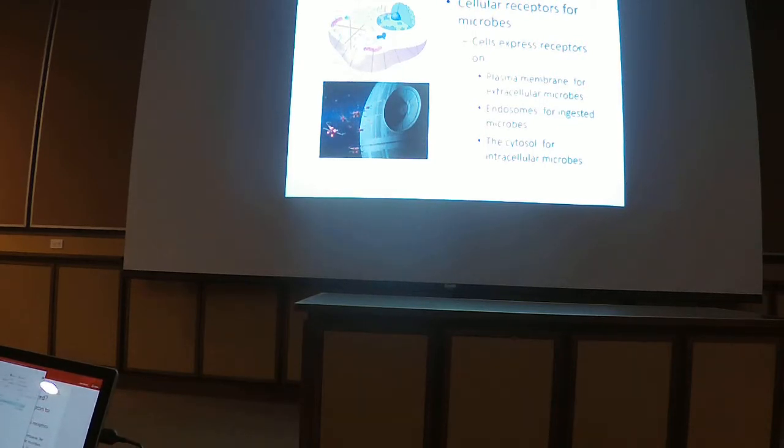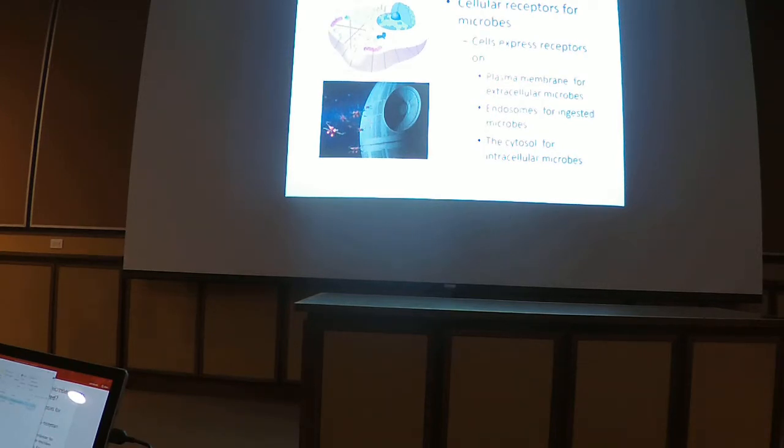They can be on the plasma membrane, and that's for extracellular microbes. They can be on endosomes. So if something's been ingested, and once it's been ingested, it's been detected as foreign or noxious, then it can fuse with an endosome, so it can be discarded. And then floating around in the cytosol are also a variety of cellular receptors.